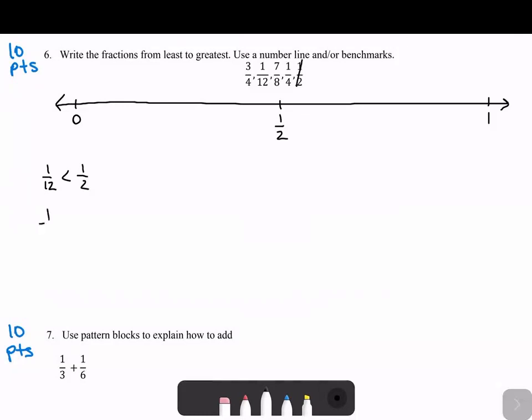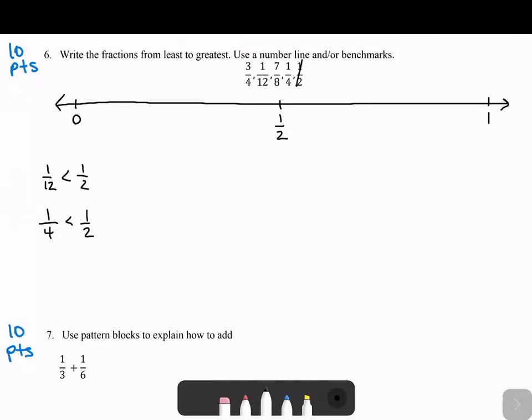Similarly, we have that 1/4 is less than 1/2, because if we take a whole and divide it into fourths, each of those pieces is going to be smaller than if we have a whole and just break it into halves. So both of these are smaller than 1/2, but how much smaller are they? Which one's bigger than the other? We can compare 1/12 and 1/4 by using a common denominator.